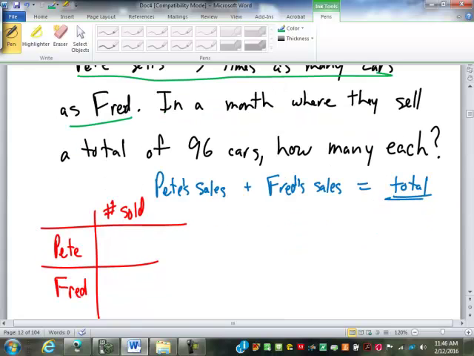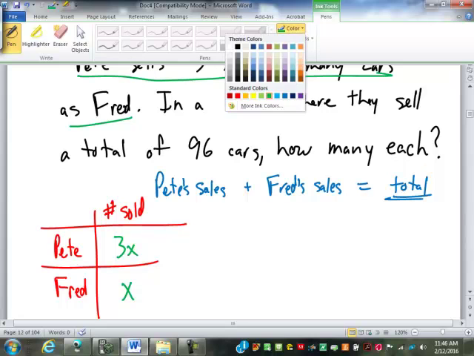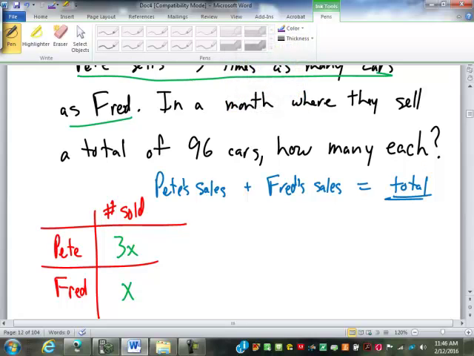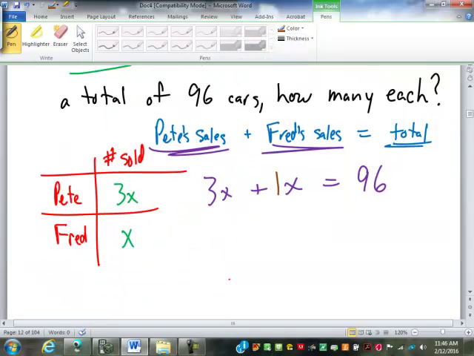What that's telling us is if we let the number Fred sells be X, or F, or whatever letter you want to use, Pete sold 3 times as many. So that is 3X. That's all we need to know about how much each of them sell. So we've got 3X, which is Pete's sales, plus X, which is Fred's sales, has to add up to our total, which is 96. Just to clarify, it's a 1X, so 3X and 1X make 4X equals 96. Now we divide by 4.